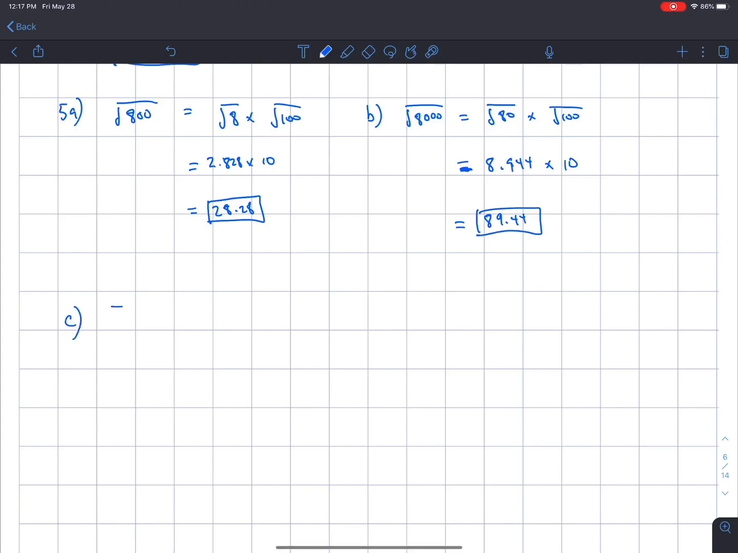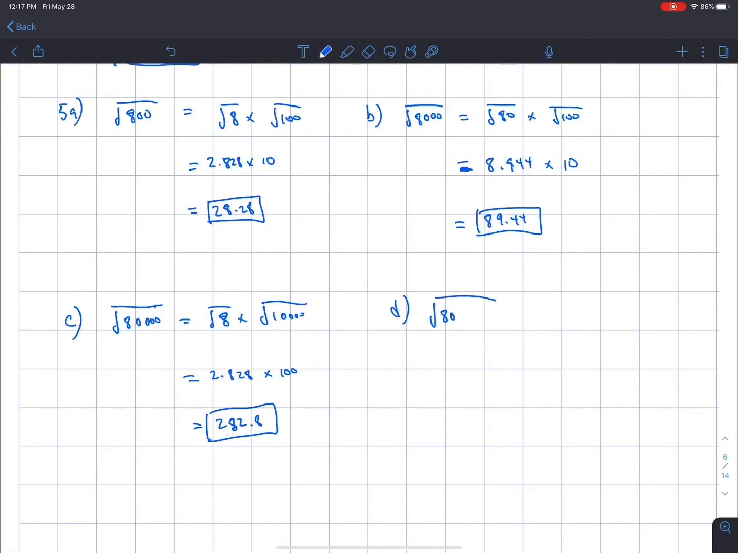C, square root of 80,000. This will be the square root of 8 times the square root of 1 with 4 zeros. The square root of 8 is 2.828. The square root of 1 with 4 zeros is 1 with 2 zeros. Now we can move the decimal point 2 units to the right. And that's our answer, 288.8.